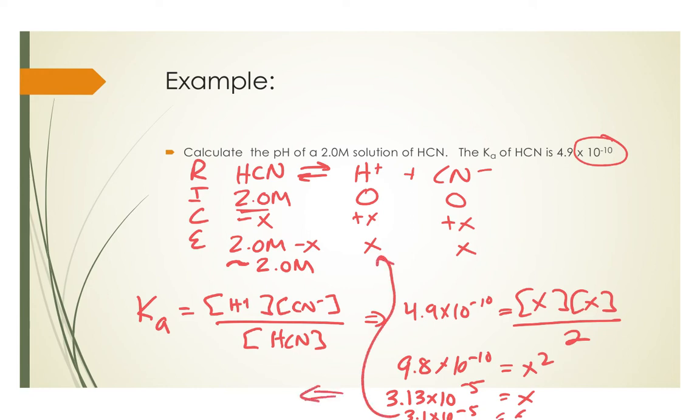So from there, we say pH is the negative log of the concentration of H+, which is the negative log of 3.1 times 10 to the negative 5th. And that means that our pH equals 4.51.